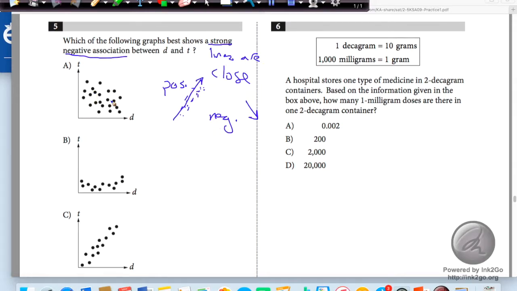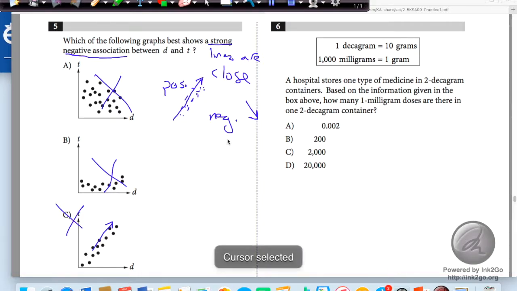Here I see it's pretty scattered. This is not a strong association, so it's not going to be A. B is also pretty strong, but not positive, and a little bit too scattered, not clear enough to be the best possible answer choice. C is going to be a strong positive association, so not our best possible answer choice.